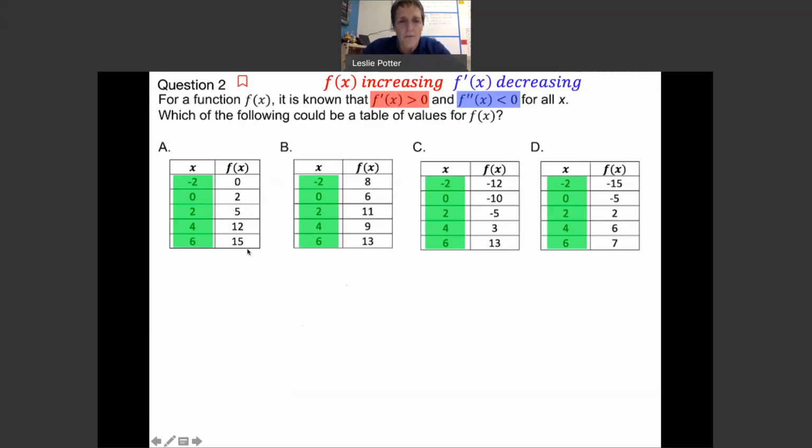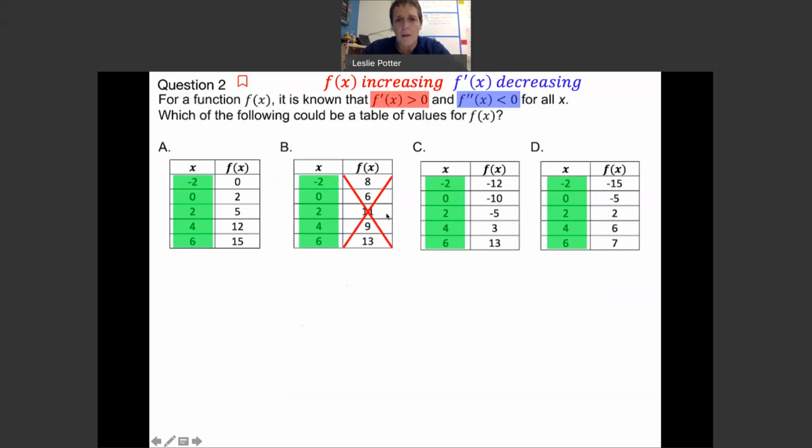We can just compare how the function values change then. Okay, so let's talk about table B here. Let's talk about the first derivative here. When we say the first derivative is positive, it means the function is increasing in value. So when we look at table A, we see that our function value is increasing, so this is potentially an option.